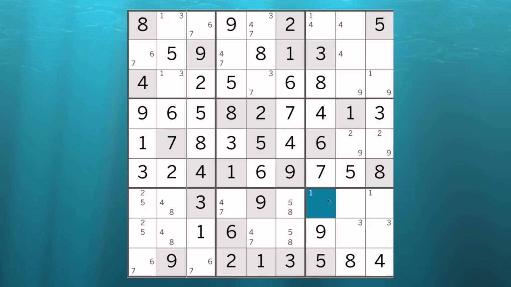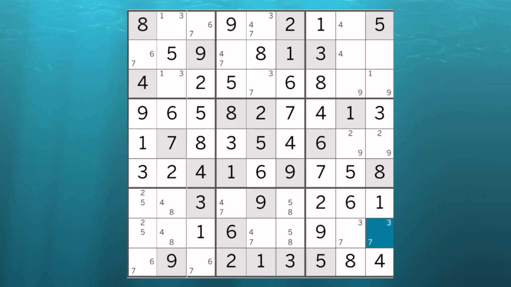So we don't need a 4 in this column anymore. We need a 1 and a 2. That can't be a 2. Let's do this 1. These ones make that a 1. Here we need a 3, 6, 7. 6 can't be in there. So this is a 3, 7.